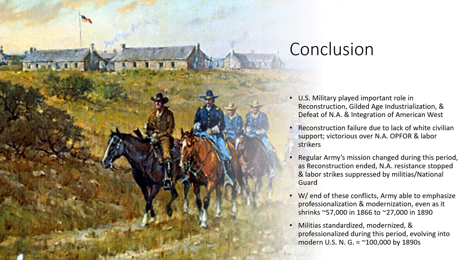And with the end of these conflicts, the U.S. Army is able to emphasize its professionalization and its modernization, even as its ranks shrink. There's about 57,000 U.S. soldiers in 1866. There's only going to be about 27,000 regulars in 1890. The militias also are going to be standardized, modernized, and professionalized during this period, evolving into the U.S. National Guard that we know today, with there being about 100,000 National Guard by the 1890s.